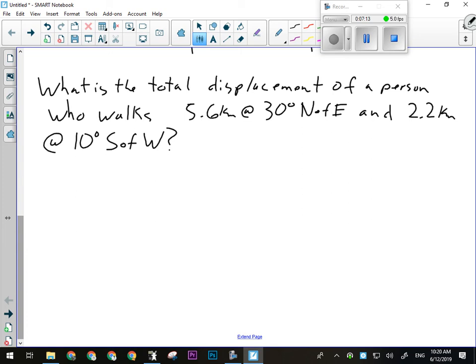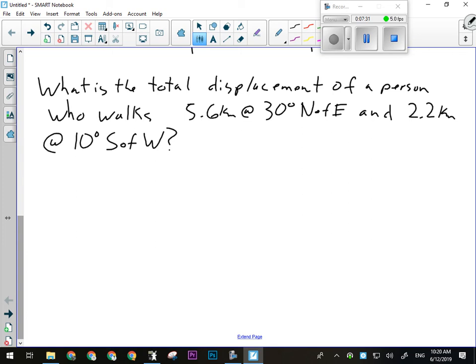Okay, so this would be about as complex as we would get because these ones track back on each other a bit. So we've got our two vectors. We want to draw them tail to head, right? Okay, so we've got our first vector is north of east.